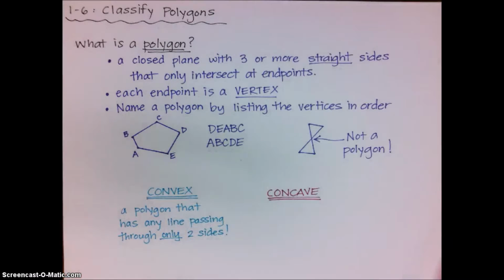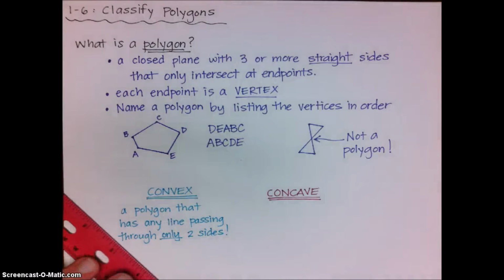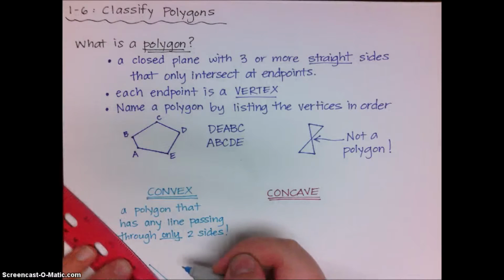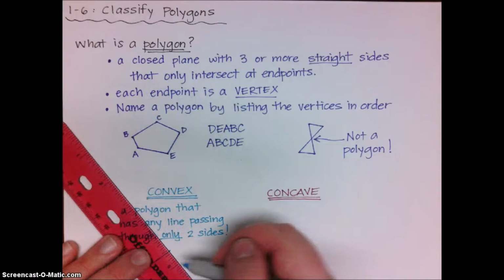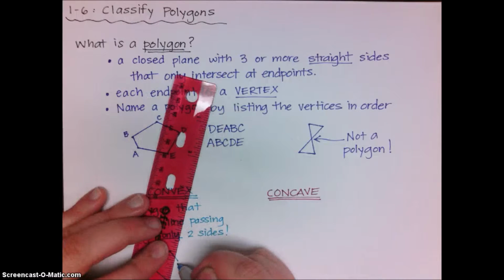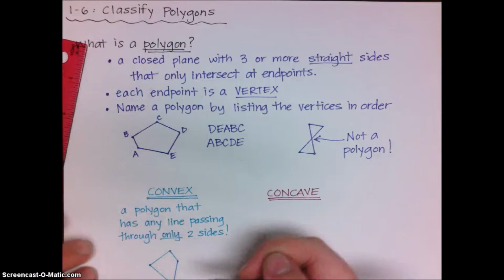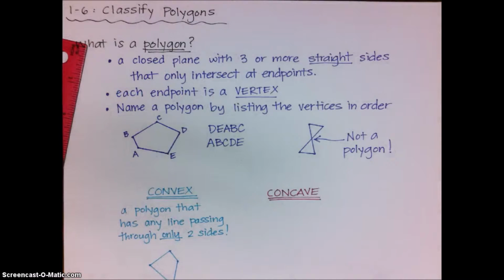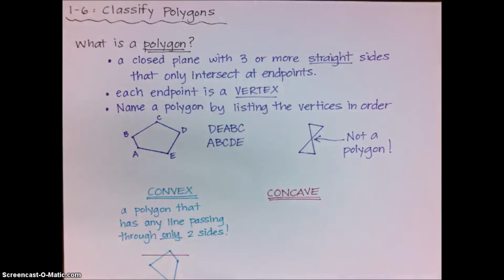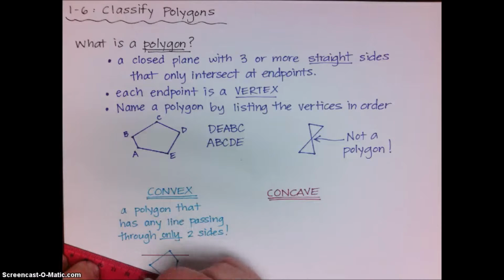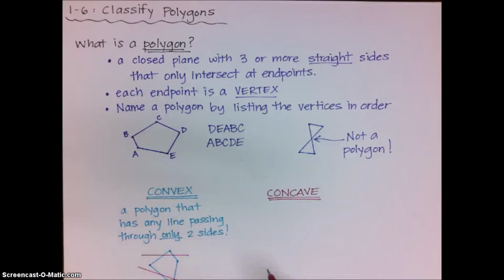Okay, so let me draw an example for you. I'm going to draw just some random polygon that has maybe just 4 sides on it. Okay, so if I want to draw any line through this polygon, you can see that it's only crossing two sides. I could draw a line any direction that I want, and every single time I'm finding it's only crossing two sides.